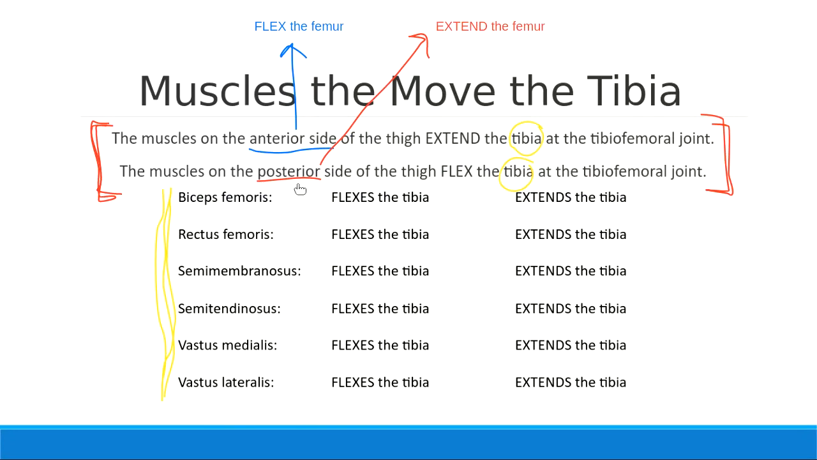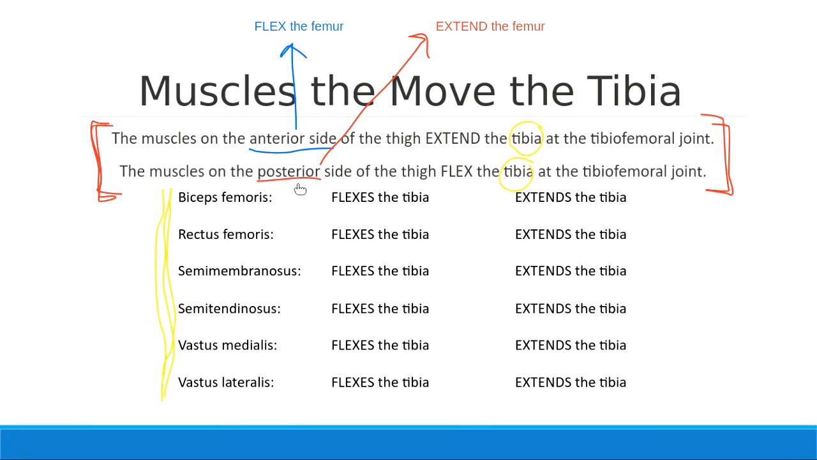So the opposite is true then on the posterior side as well, right? So muscles that live on the posterior side, the back of the thigh, those were the ones that we said extended the femur. They're the ones that help you to pull your leg backwards, your femur backwards. But they're also the ones that, when we have our leg out like we did with the other muscles, the ones that live here on the back side are the ones that pull the tibia back down. That's my flexion of the tibia. So extension of the tibia when you straighten your leg, flexion of the tibia when you pull it back down.